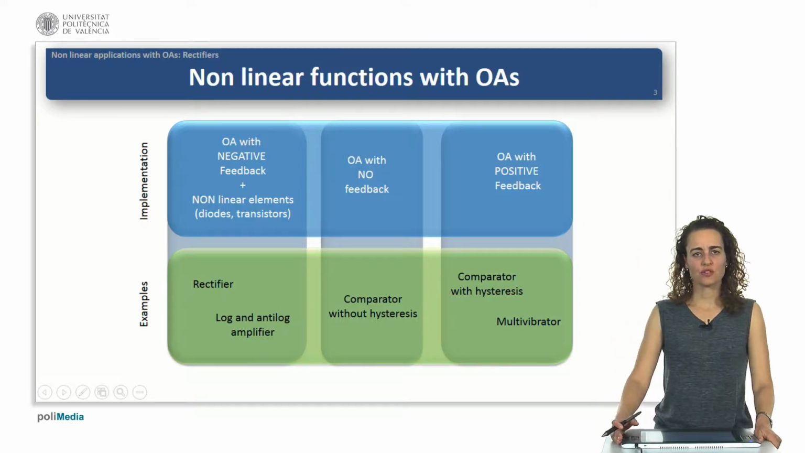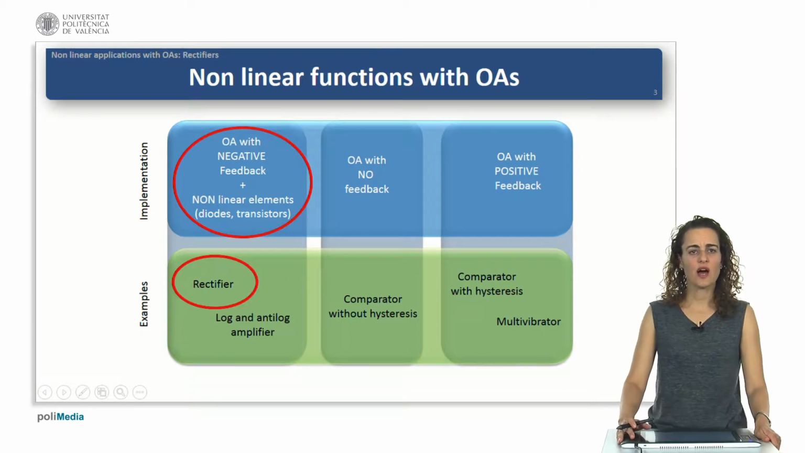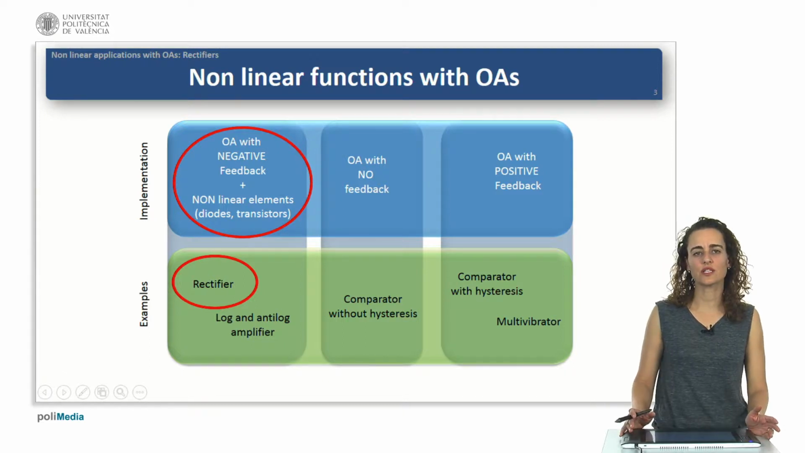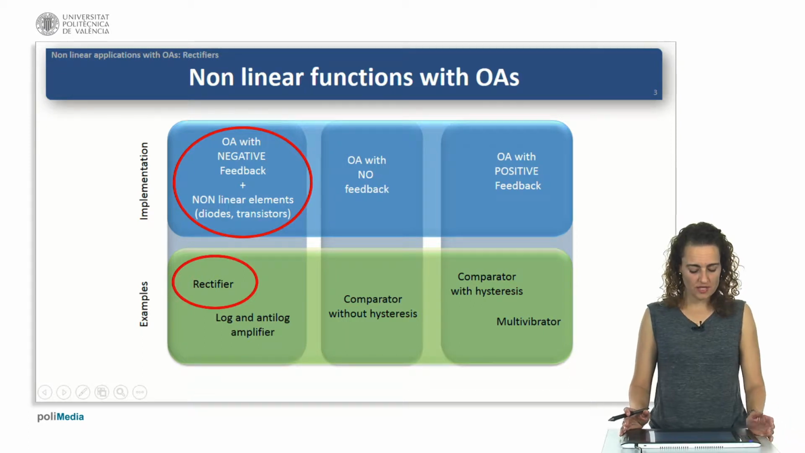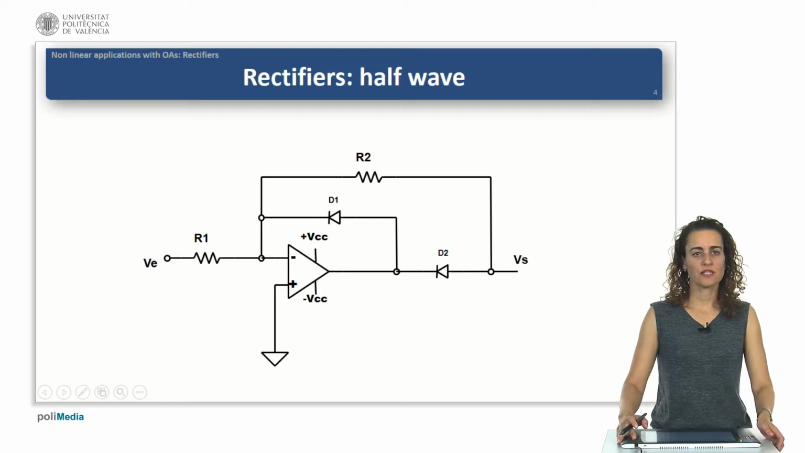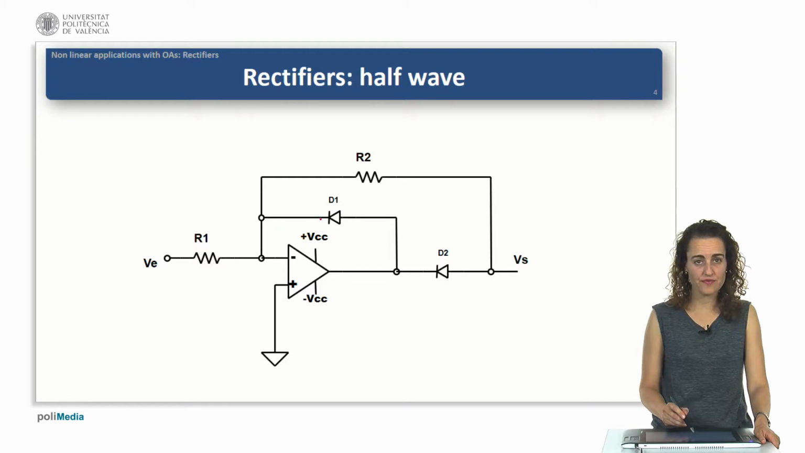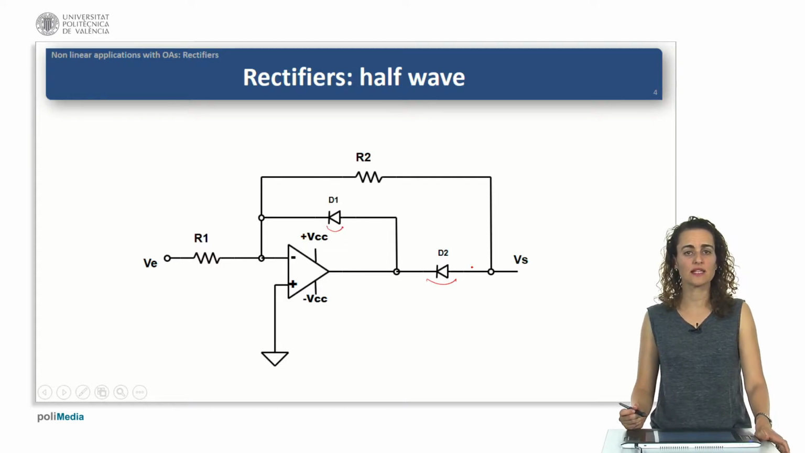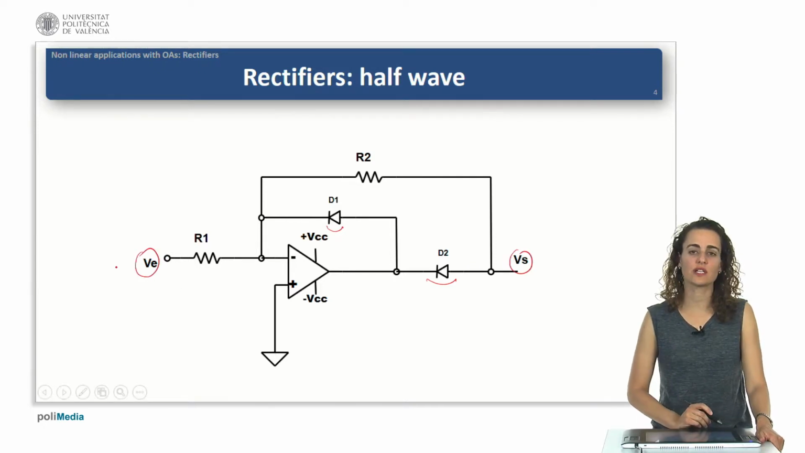The implementation of a nonlinear function with the operational amplifier, which is the rectifier, needs an operational amplifier with negative feedback, but including in the circuit nonlinear elements such as diodes or transistors. An example of a rectification circuit would be the following one. Here we have negative feedback and two nonlinear components, which are the two diodes present in the circuit. Let's analyze this circuit and demonstrate that the output voltage is the input voltage rectified.